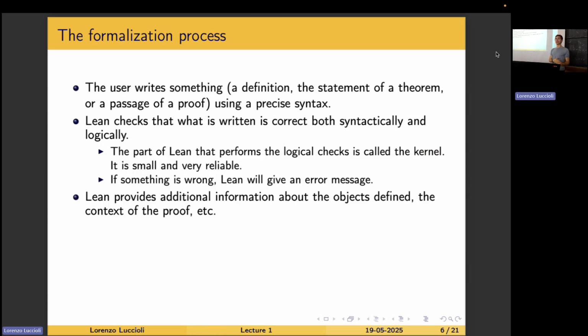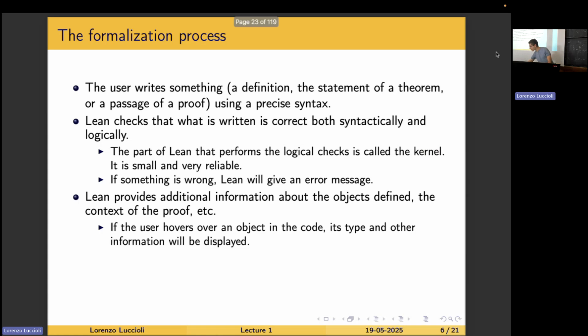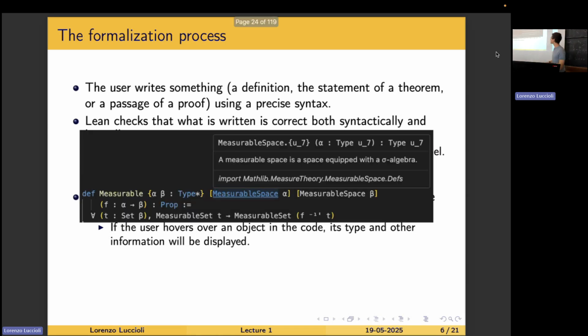Now, Lean does not only tell us when we're wrong. When I write a formal proof, I like the computer to help me, not just to be a teacher that tells me, oh, you're wrong, but also to be a companion that helps me both write the proof and understand the proof more deeply. In fact, we can, for example, hover over any object that's written in Lean, which means putting your mouse over the object, and Lean will tell us additional information about that object. And it looks like this.